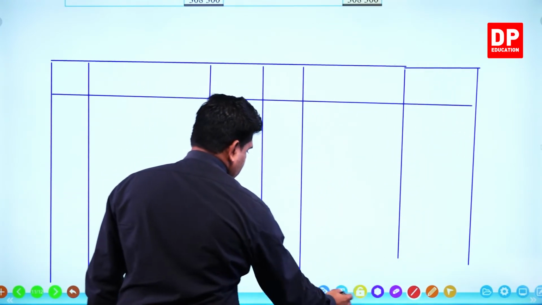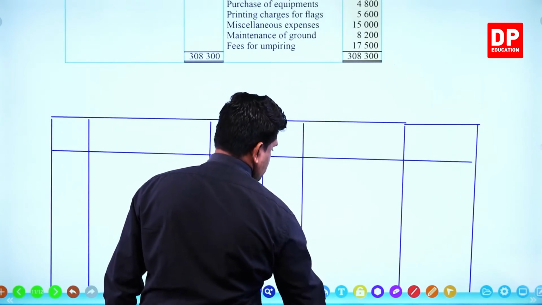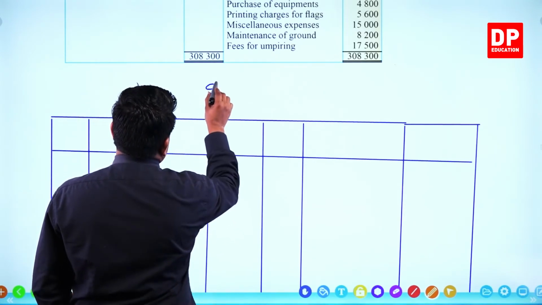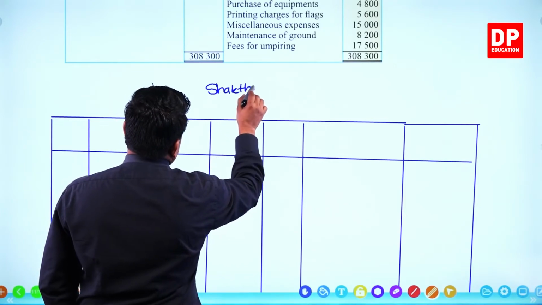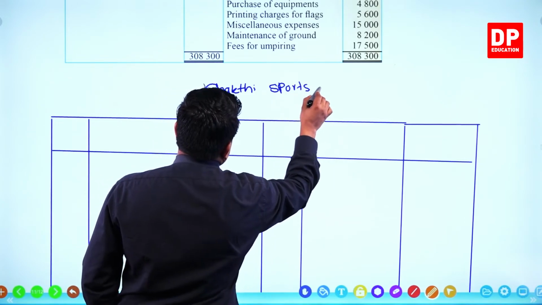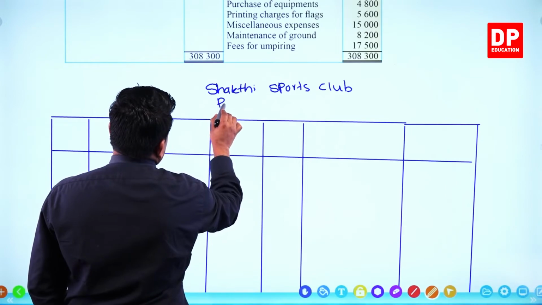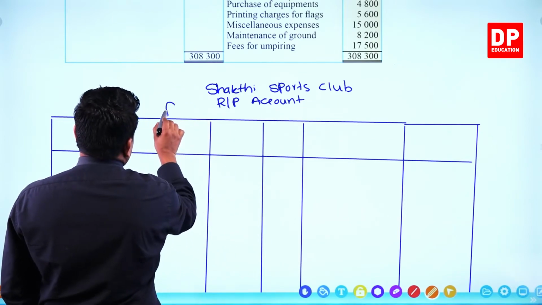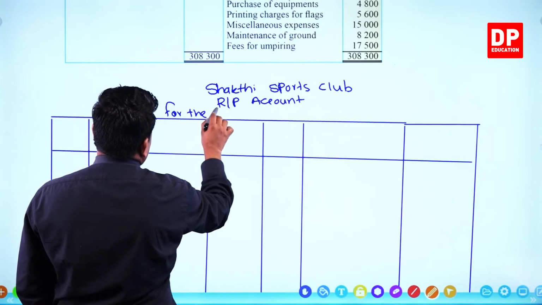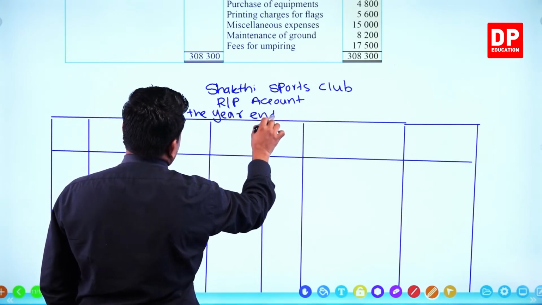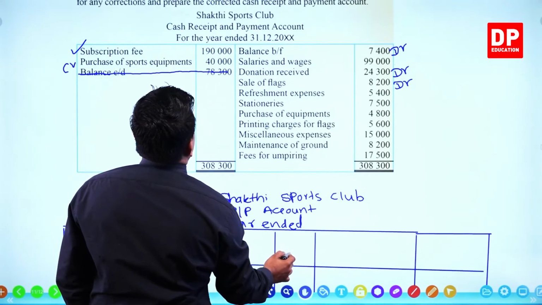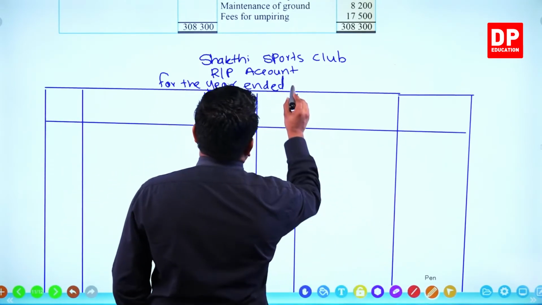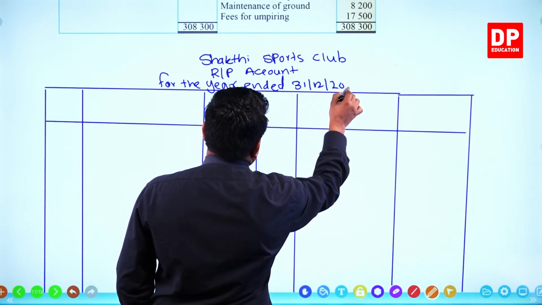On the top you write, you remember what is the name of the society or organization? Shakti. Receipts and payment account. First you write the name of the organization, Shakti Sports Club. Receipts and payment account. When? For the year ended. Year ended. When? See the dates. Yeah, 31st December 20 blah blah, right? Any year you can put. 31st December 20.